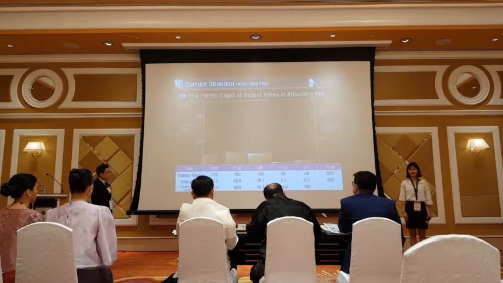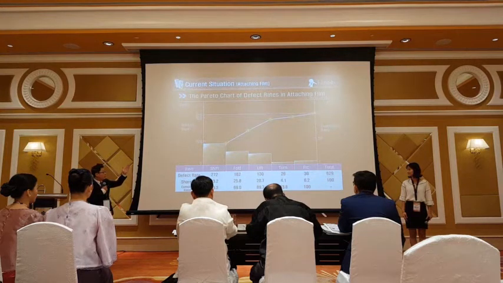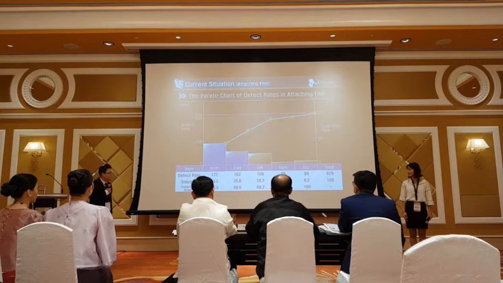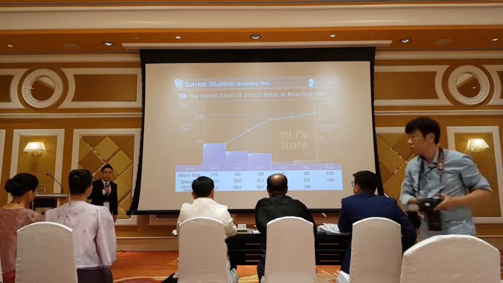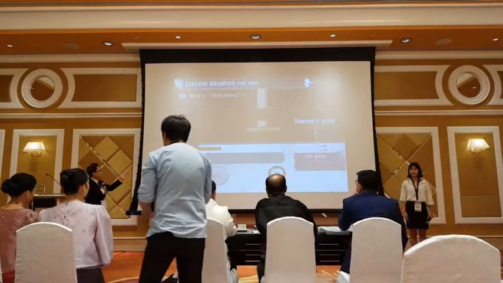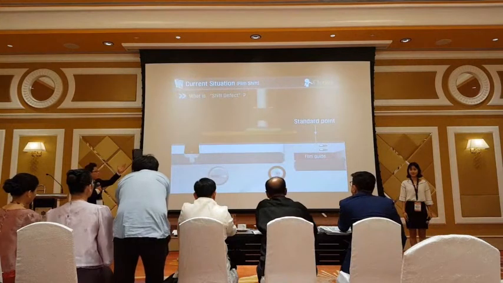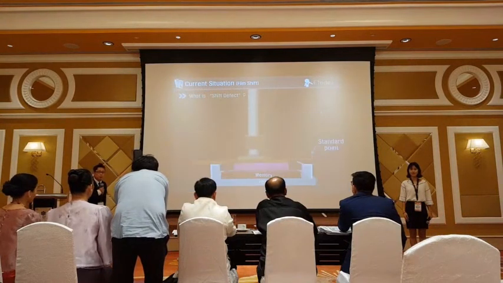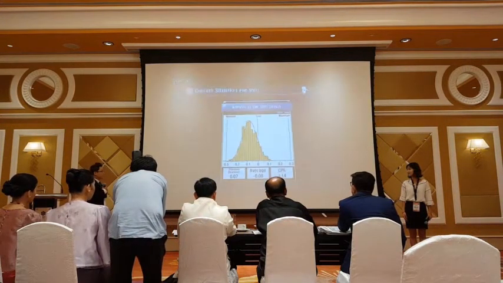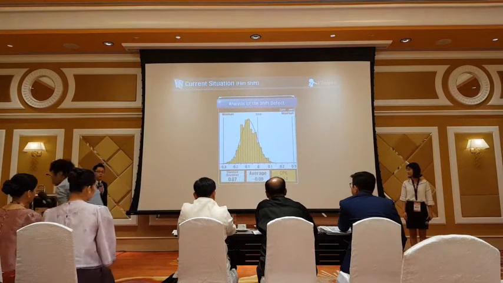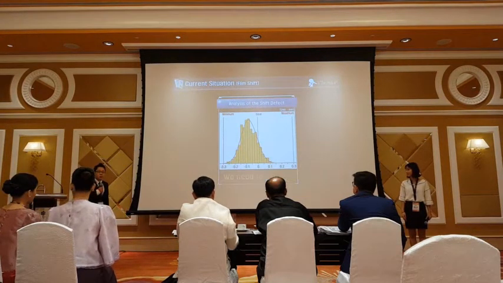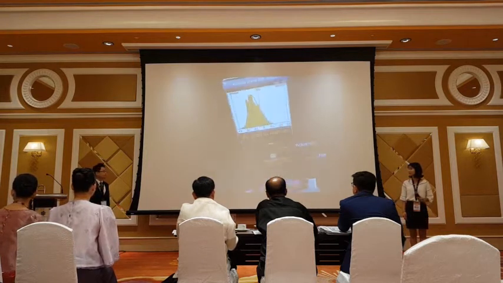Please take a look at the defect rate of attaching film. Shift, fold, and lift defects account for 89.7%. Shift defect occurs whenever picker pen picks up the film out of supplying position. Process capability analysis says the CPK is 1.14, which means we need to make modifications.